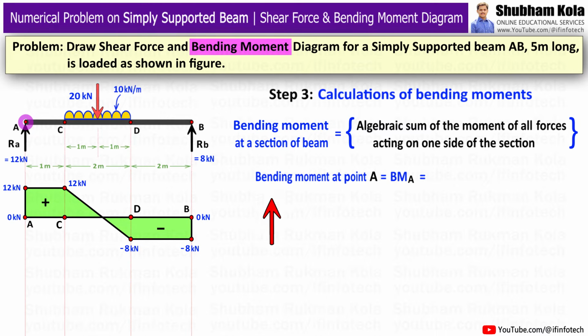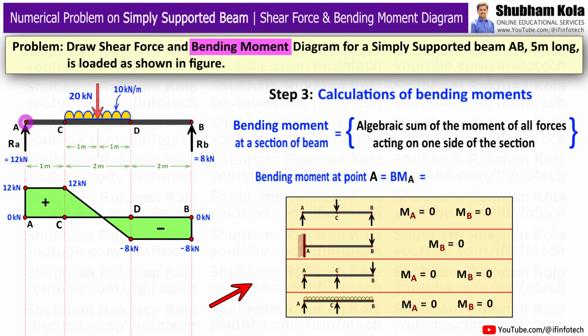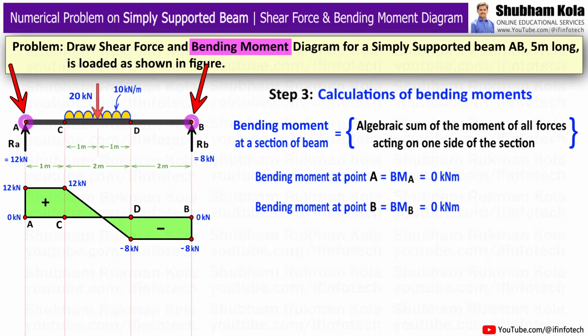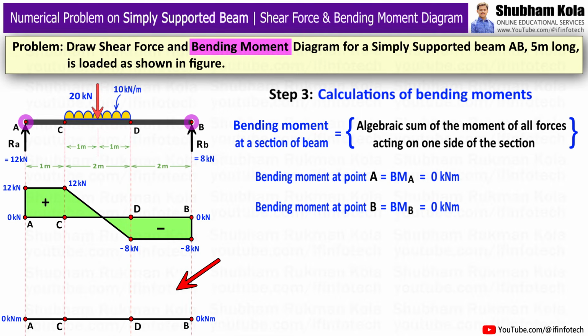So whenever you are calculating the bending moments, you should remember these conditions. So here for simply supported beam, the condition is at the ends of simply supported beam, the bending moment will be 0. So bending moment at point A and bending moment at point B will be 0. So to draw the bending moment diagram, firstly I will draw the reference line of bending moment 0 kilonewton meter. So here I will mark these values on the reference line.